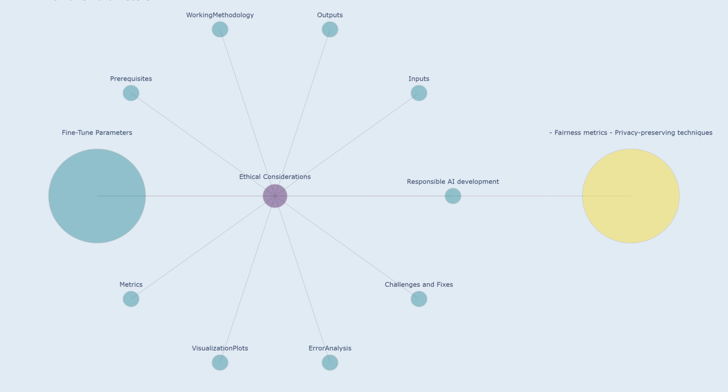Fine-tune parameters. Privacy-preserving techniques. These are methods used to protect the privacy of individuals' data during the development and deployment of AI systems. They aim to minimize the risk of data breaches and ensure that sensitive information is not disclosed or misused. For example, differential privacy adds noise to data to protect individual privacy while still enabling statistical analysis.